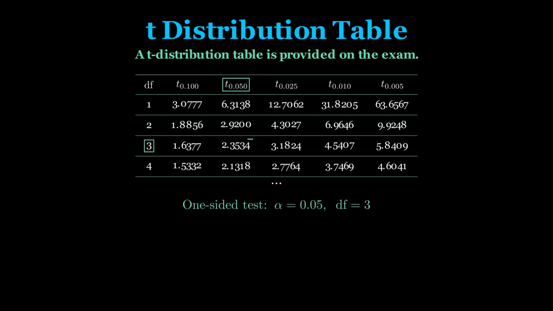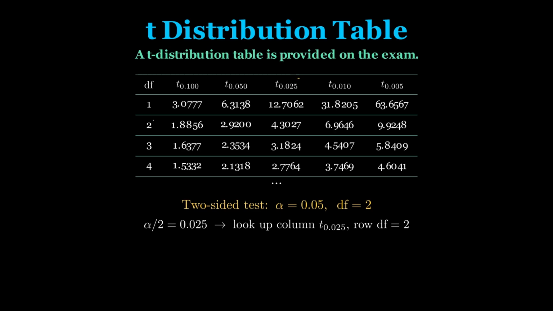For a one-sided test with alpha equals 0.05 and 3 degrees of freedom, we go directly to the column labeled t sub 0.05 and the row for df equals 3. The critical value is 2.3534.